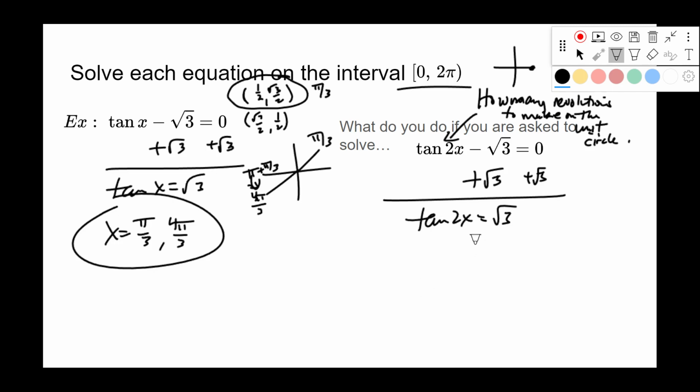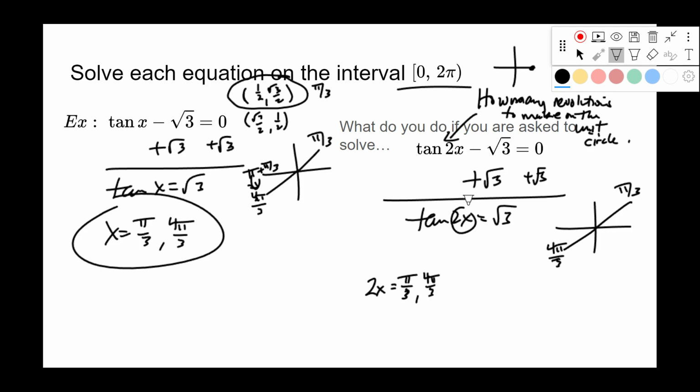All right, now from here, we're solving it just as we were before. So where's tangent positive? Quadrants 1 and 3. The angle that we're working with in quadrant 1 is pi over 3. In quadrant 3, it's 4 pi over 3. Okay, so there are my two angles there. So now, here's what I'm going to do. It's not x that's equal to pi over 3 and 4 pi over 3. It's 2x that's equal to pi over 3 and 4 pi over 3.